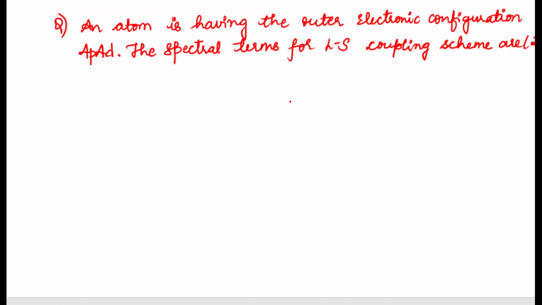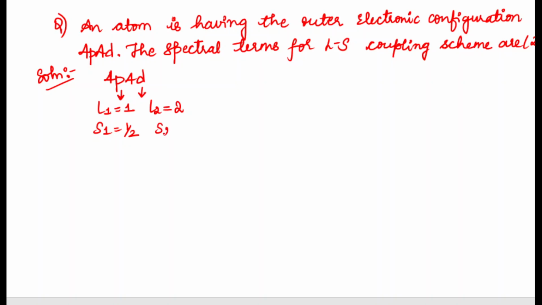So again, they have asked the LS coupling scheme. Let us solve. For this, the options were very lengthy, that's why I did not write the options. The given is 4p and 4d. Similarly, we will solve it the way we solved the previous question. What are the values of L1? Here L1 is 1, because P. And next, L2 will be how much? 2. Okay. And S1 is half and S2 is half.